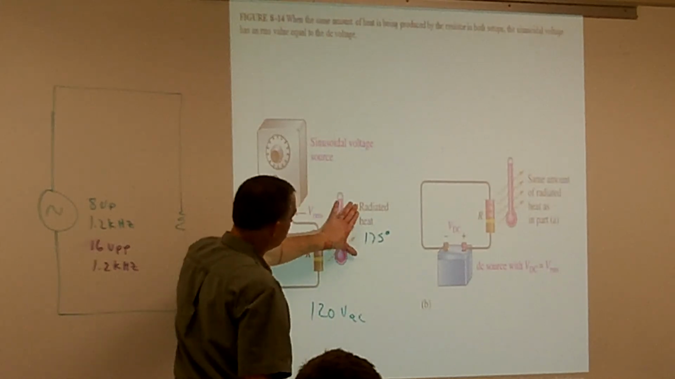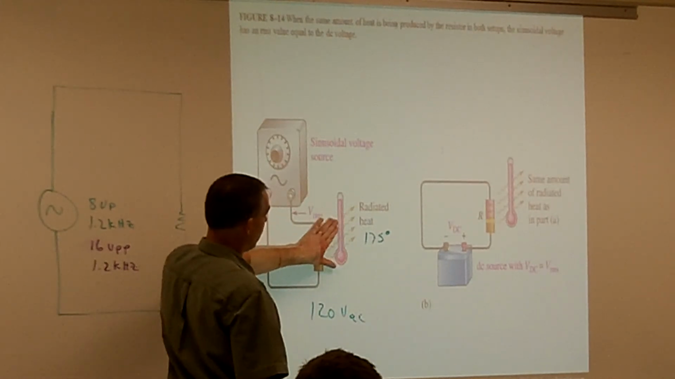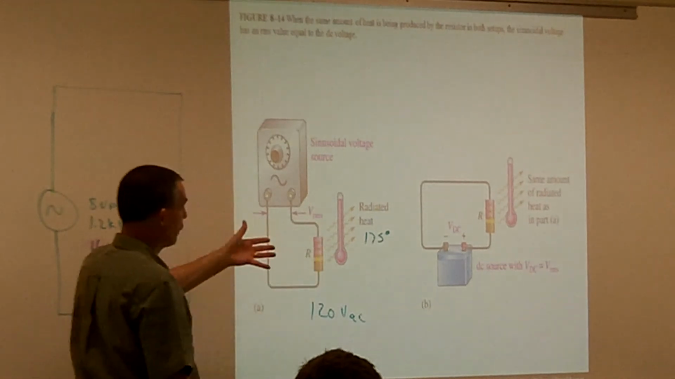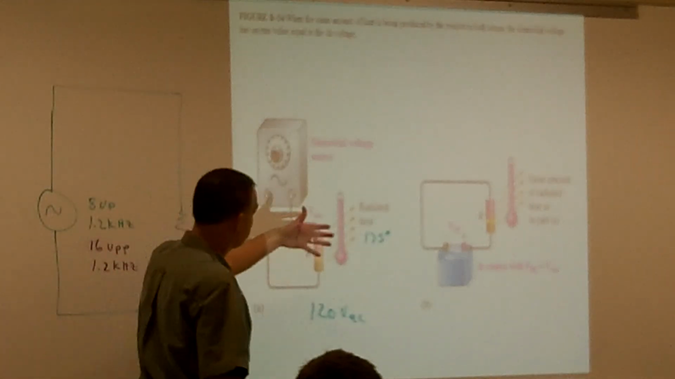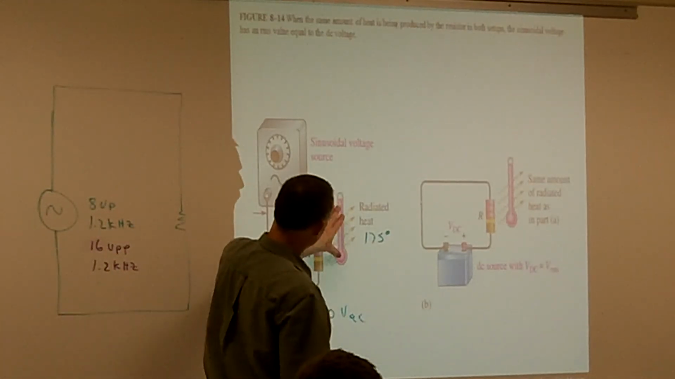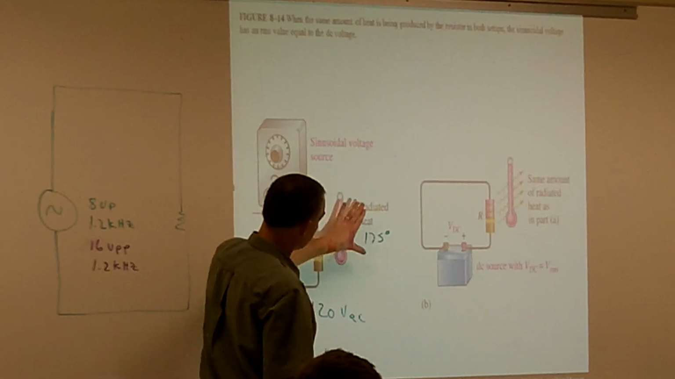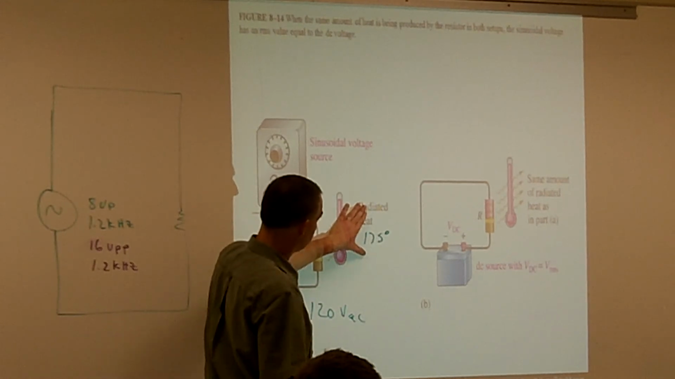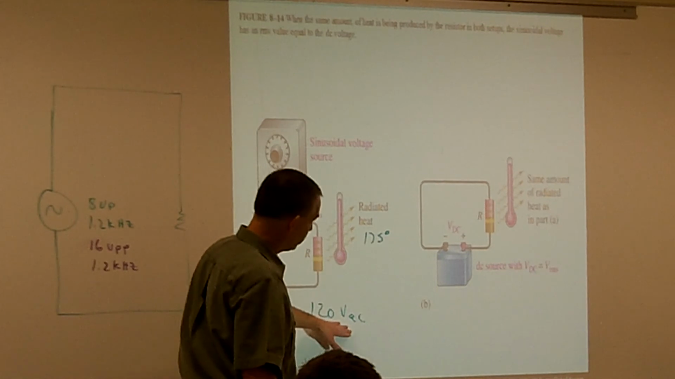And when I'm talking about heat, that's some type of power, right? I'm producing either heat, light, or something. So it's producing heat coming off that resistor, and it's going to heat it up to 175 degrees at 120 volts AC.